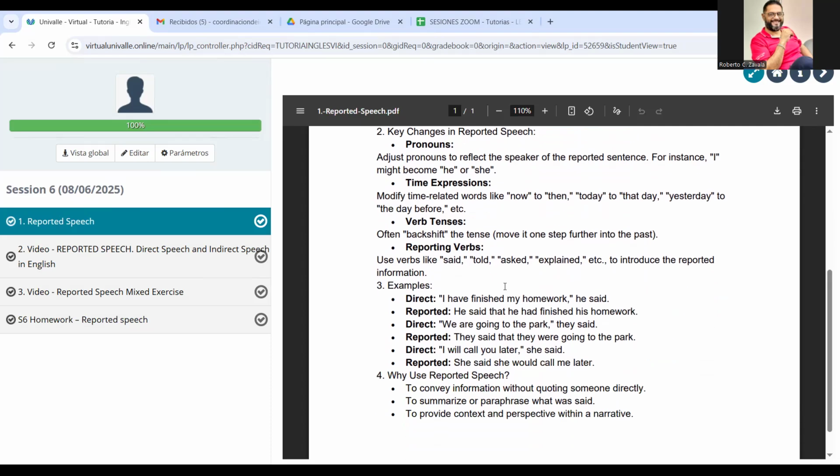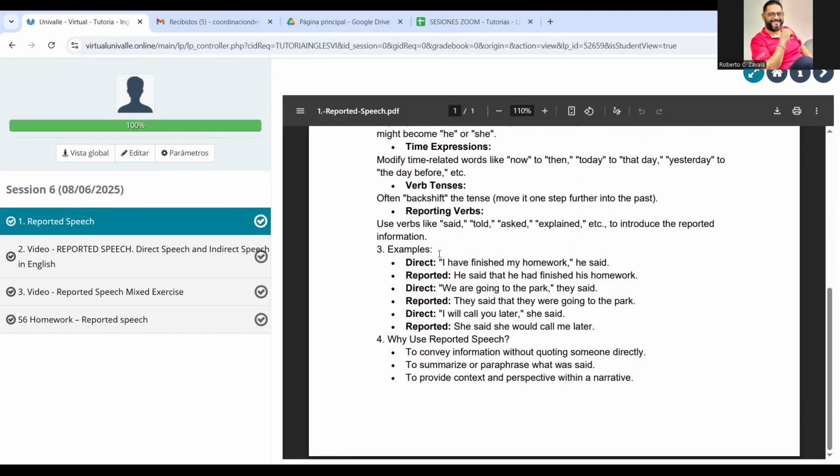Reporting verbs: use verbs like said, told, ask, explain, etc. to introduce the reported information. Three examples. Direct: "I have finished my homework," he said. Reported: He said that he had finished his homework. Direct: "We're going to the park," they said. Reported: They said that they were going to the park. Direct: "I will call you later," she said. Reported: She said that she would call me later.